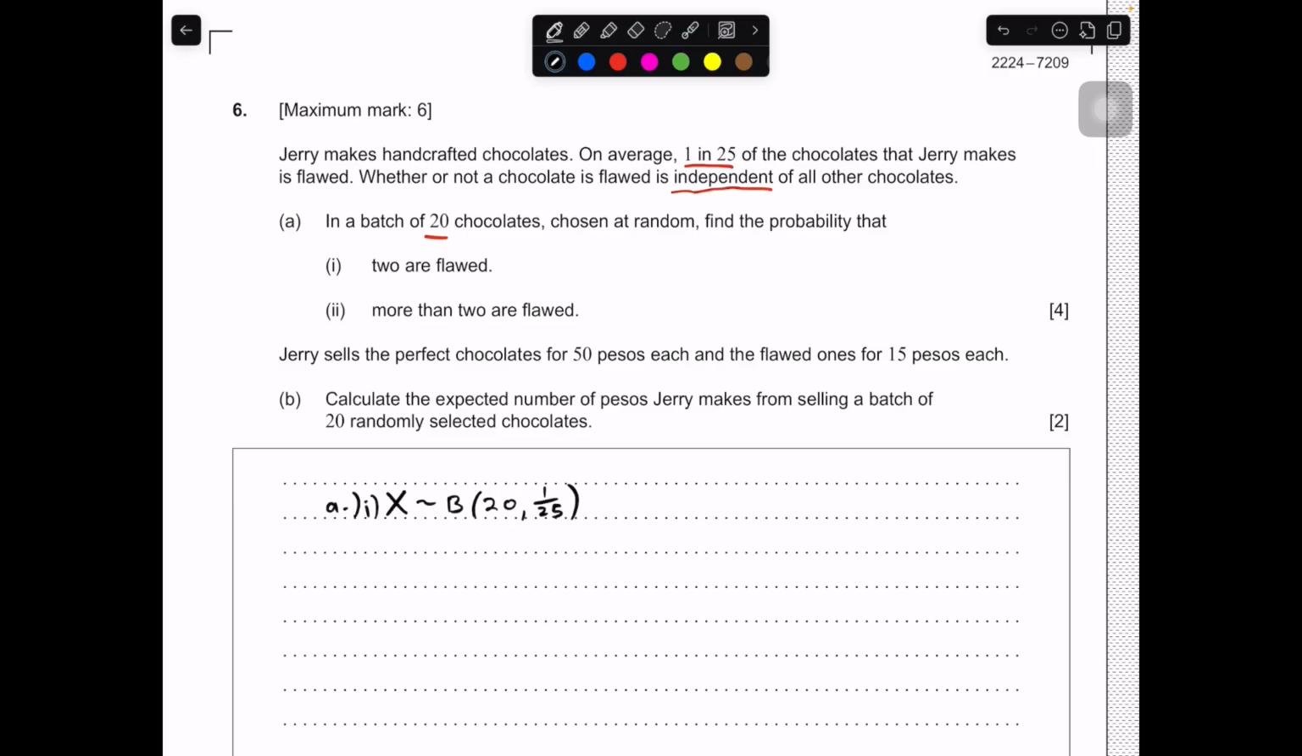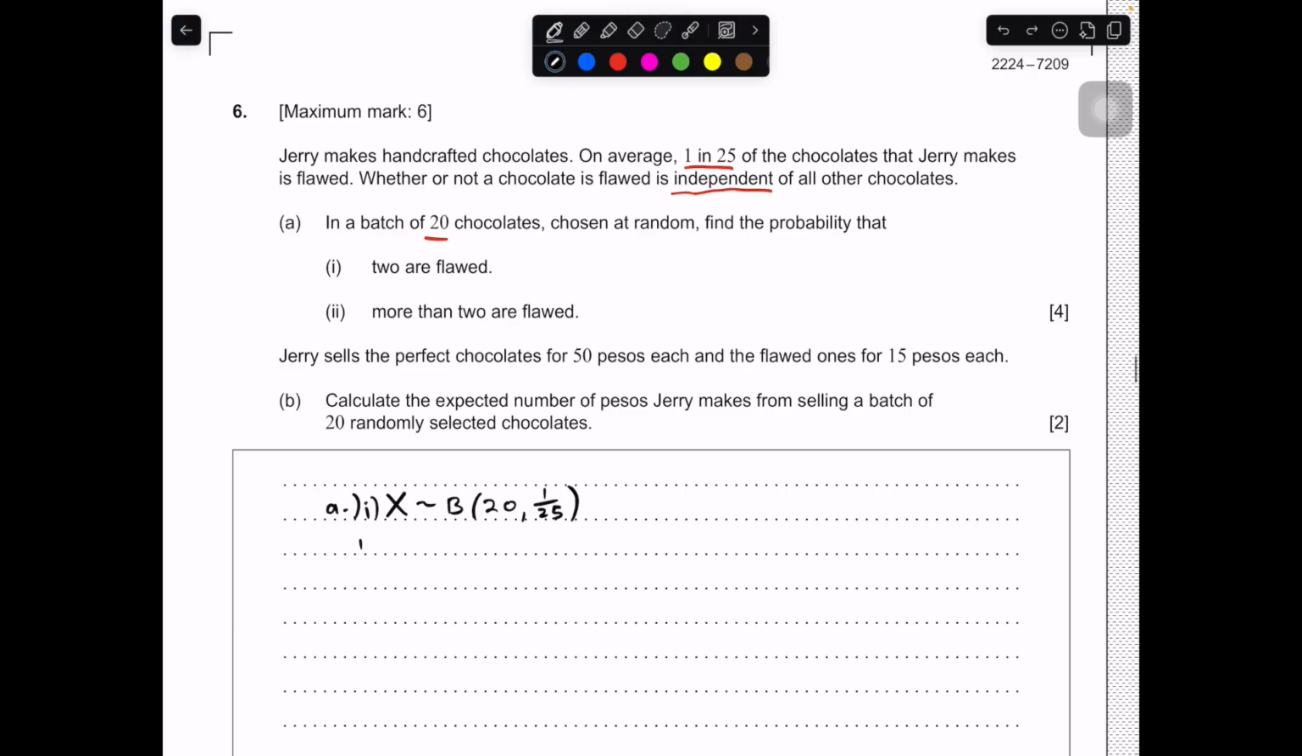Let's go back to the document. All right, here we are. So I'm actually going to write it out in the alternate way. You can also write this out.